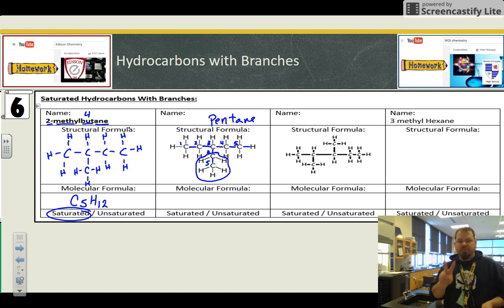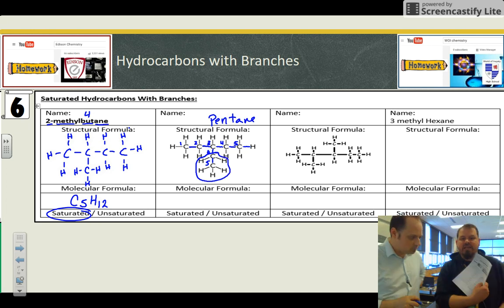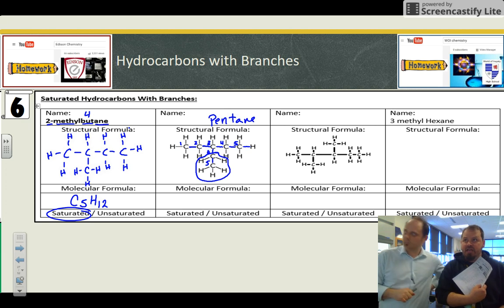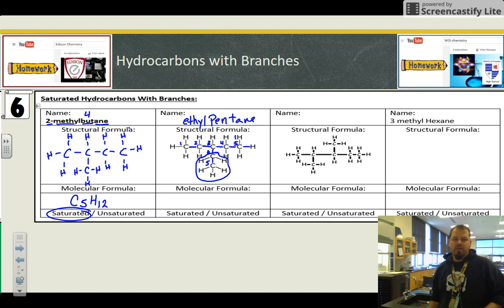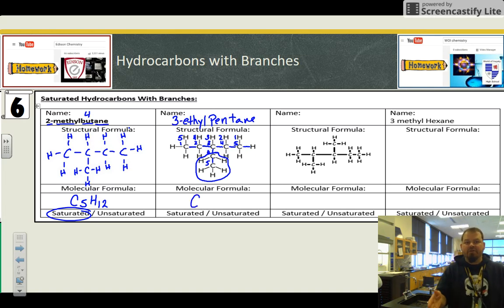Now I have a side chain with 2 carbons. 2 carbons is eth, and we're going to take ethane and turn it to ethyl. So that's going to be ethyl. And then we need a location. Either way I count that side of the parent chain, it's on the 3rd carbon. If I count it from right to left, instead of left to right, it's still on the 3rd carbon. So this is 3-ethyl pentane. The 3 in front of the ethyl is telling you where the side chain is.